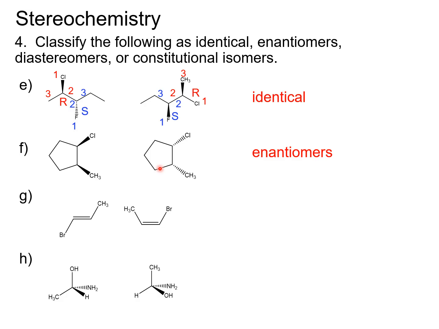I always like to throw this one in here. This one's a little tricky because I don't have any asymmetric centers to look at. I can't assign R and S to that. So let's look at our options. Well, if I don't have any R and S, let me draw these. Are these mirror images of each other?